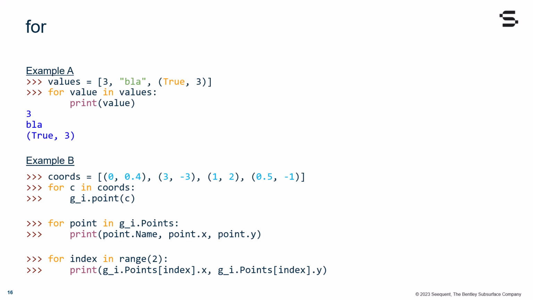Finally, a for loop can be used in combination with the range function. This allows for the for loop to be run exactly 2 times, stopping when the index reaches 2. In this case, the first time the for loop runs, it will print g_i.Points[0].x and g_i.Points[0].y. The second time it will run for the points 1 and then it will stop. Iteration with number 2 is not run.